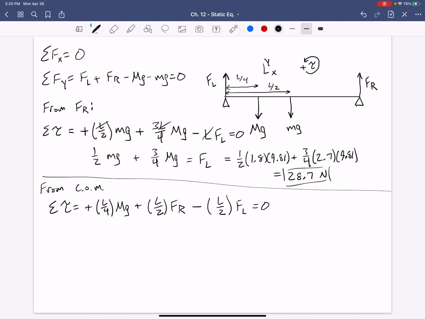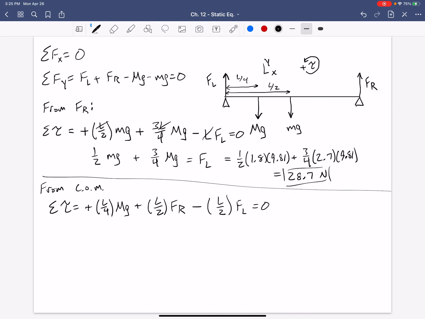In this case, because we chose an axis that was not at the location where one of our unknowns was being acted, that means those unknowns are in that equation, here and here. So we cannot straight away solve for FR or FL. We have to now use the force equation, okay? And so now we have two equations and two unknowns.